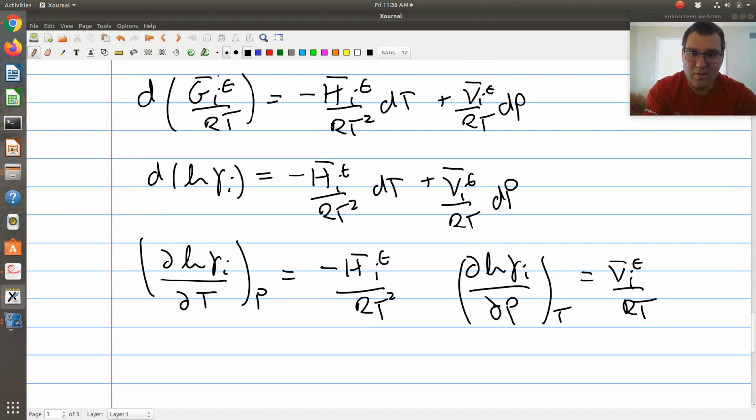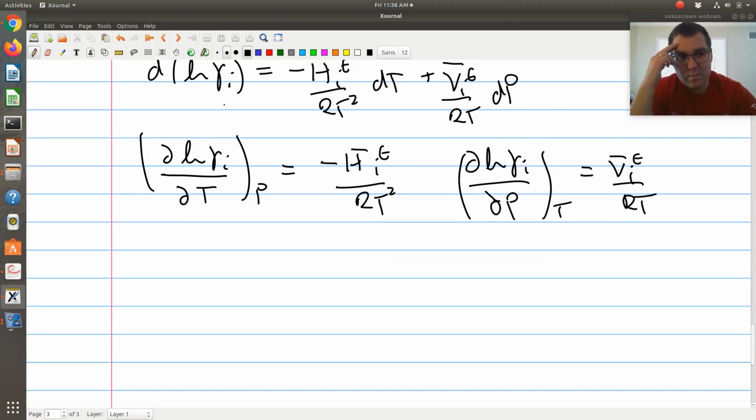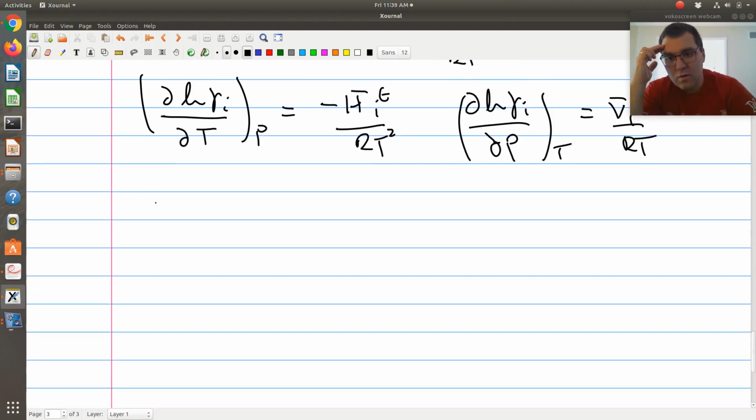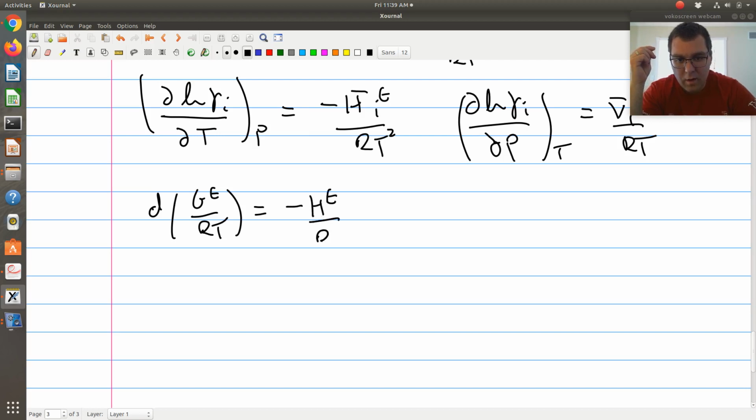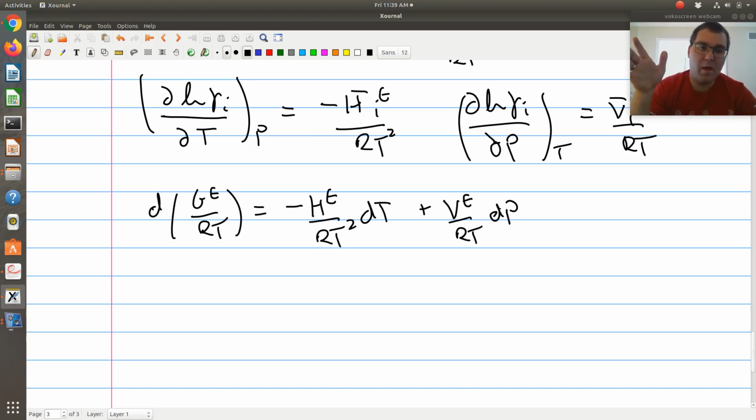Okay, and then just one last point, because we're going to talk about GE models later, is I could write this expression up here for G. So I know that I could have d GE over RT is equal to negative HE over RT squared dT plus VE over RT dP. Okay, cool. And just as a note, remember HE is equal to delta H of mixing. VE is equal to delta V of mixing.